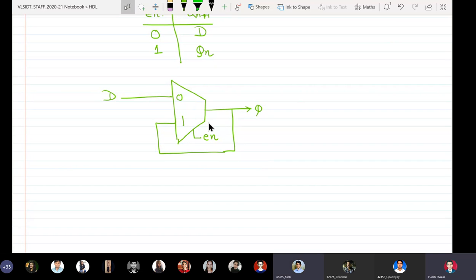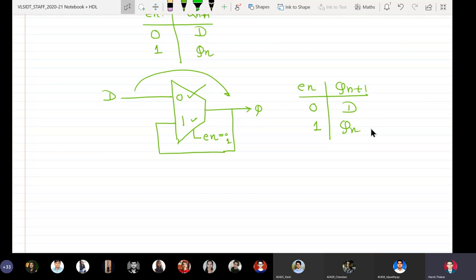Yes, sir. So in this particular thing, again, if I want to reanalyze it, I will put En equal to 0, n equal to 1. So when En equal to 0, what will happen? This guy will get selected, so D comes at the output. So it is D. When this guy is equal to 1, this gets selected and it becomes Qn, right?